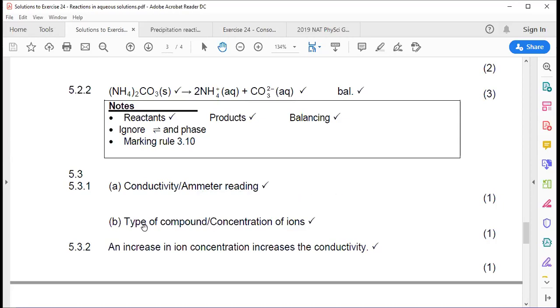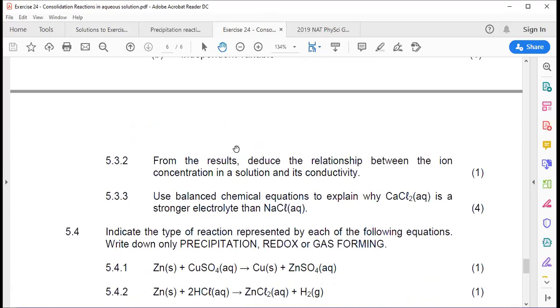Then B, what is our independent variable? You can call it the type of compound, because remember, we started with calcium chloride, then we used sodium chloride. So we are changing the substance, the type of compound. Or by adding drops, changing the number of drops, we are changing the concentration of the ions present in that particular solution. So you can also say concentration of solutions.